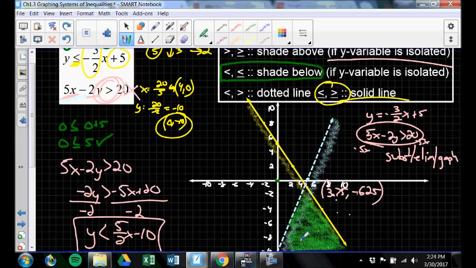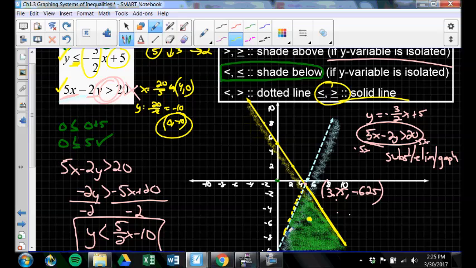Every single point in that neck of the woods is going to solve the equation. If I pick any point in here, let's say that that's the point 4, -5. If I plug 4, -5 into this equation, it'll work. Plug 4, -5 into this equation, it'll work. Every point in that region works, including any point on this line, but not including any point on this line. That's the difference between the dotted and the solid lines.